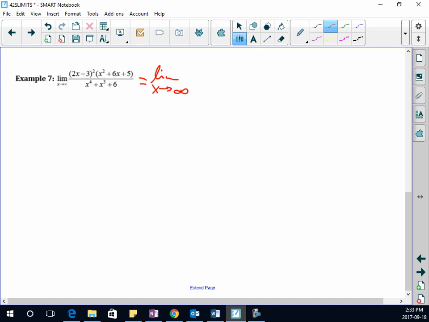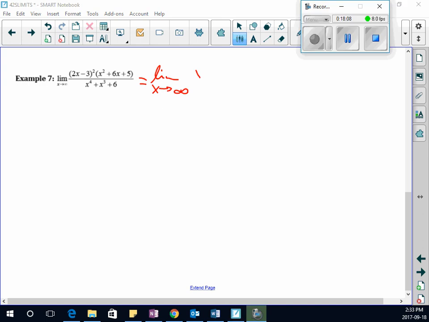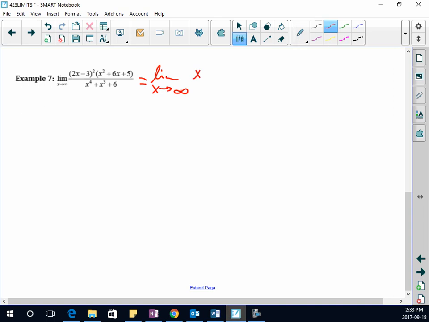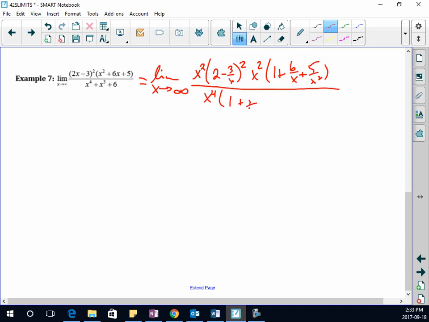Okay, so I'm going to factor out an x squared out of the 2 minus 3 over x squared. Then I'm going to factor out an x squared, and it's a 1 plus 6 over x plus 5 over x squared. And then here, it's an x to the power 4, and it's a 1 plus 1 over x plus 6 over x to the power 4.